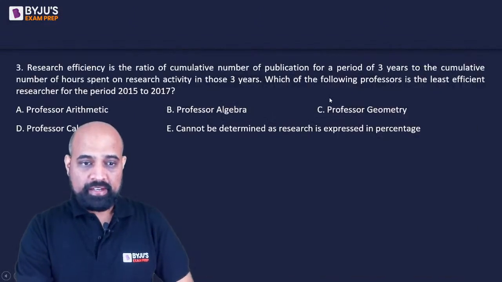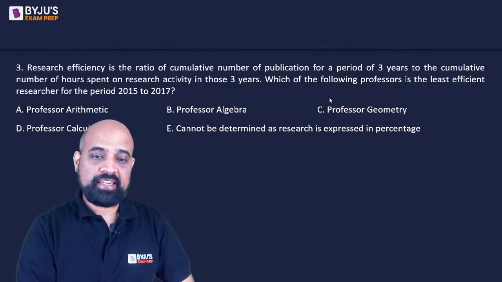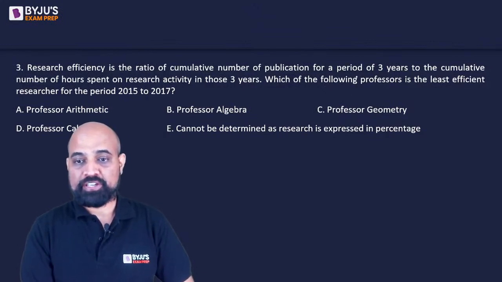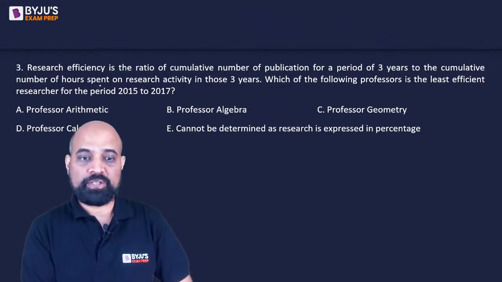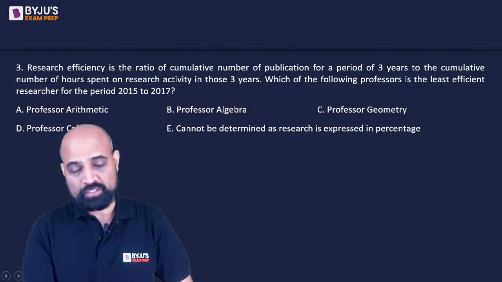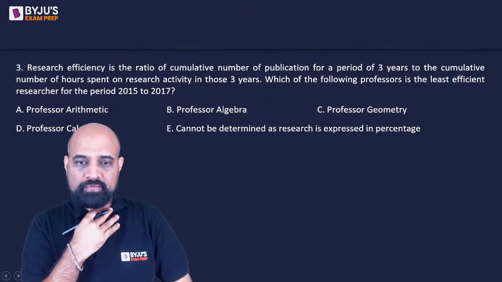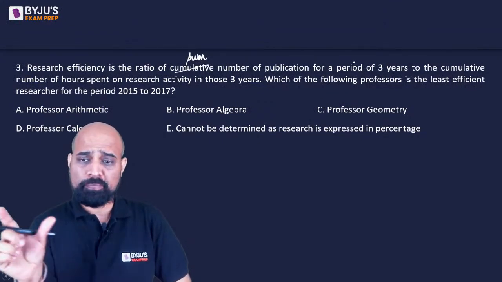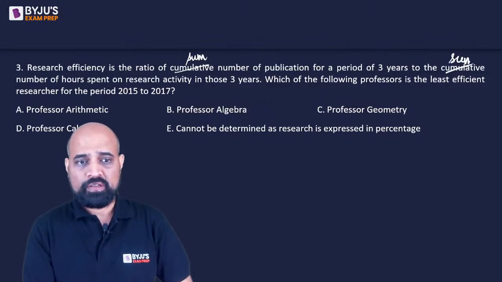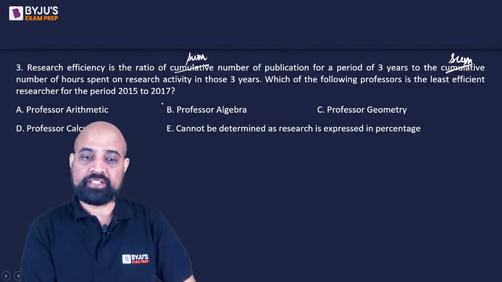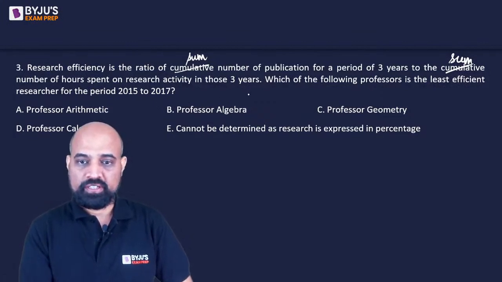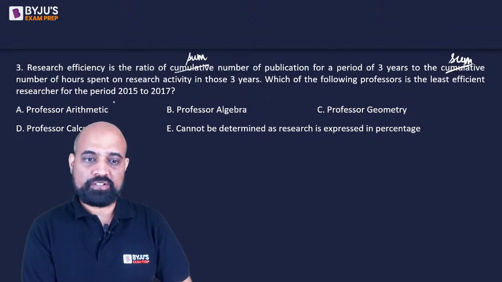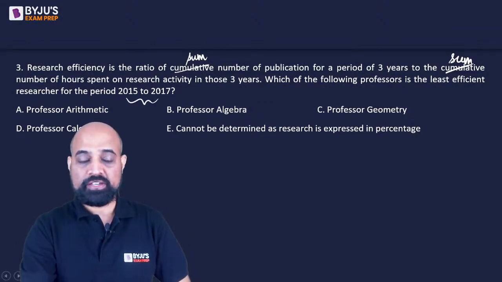Okay, next one. Research efficiency is the ratio of the cumulative number of publications for a period of 3 years to the cumulative number of hours spent on research activity in those 3 years. Excuse me. So cumulative here would mean sum. Which of the following professors is the least efficient researcher for the period 2015 to 2017? So we will have to solve this, right?